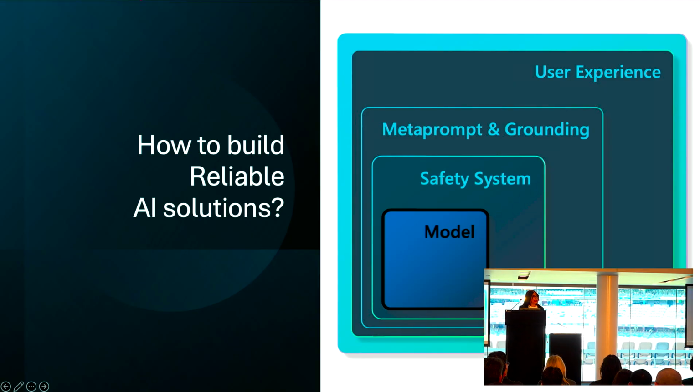The first layer is the model layer, and it's all about model understanding. First, it is important to thoroughly understand the capabilities and limitations of each model before starting to build your AI application. Then, it is essential to examine any safety fine-tuning applied.